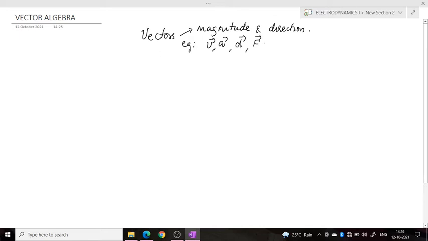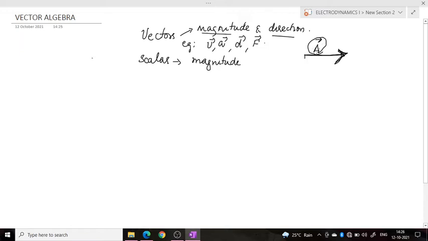All these vectors have both magnitude and direction, and there are certain physical quantities which have only magnitude; they are called scalars. Now we denote a vector by a letter A, and the graphical representation is a straight line with an arrowhead. The length of this line represents the magnitude of the vector, and the direction is specified by the arrowhead. So we represent a vector as A with an arrow mark on the top.